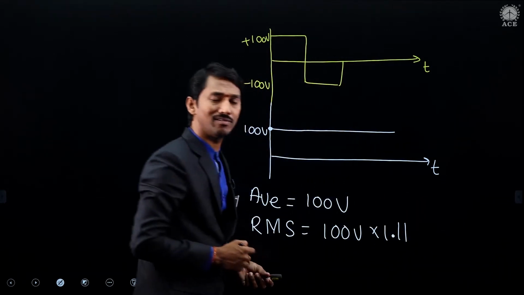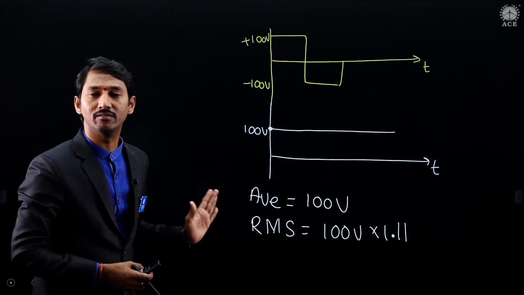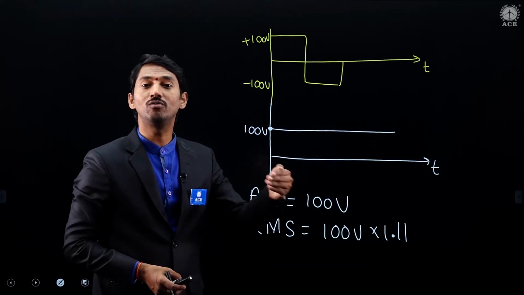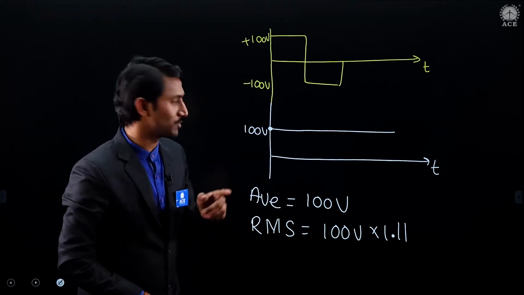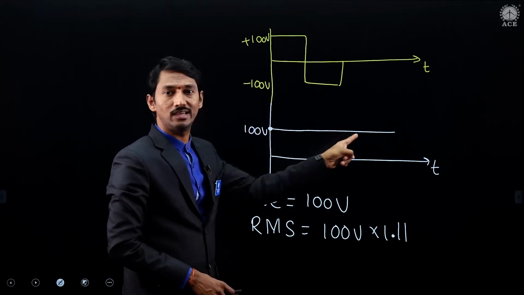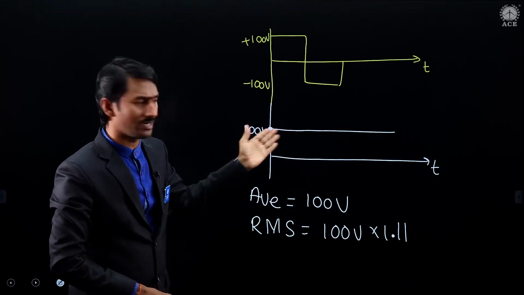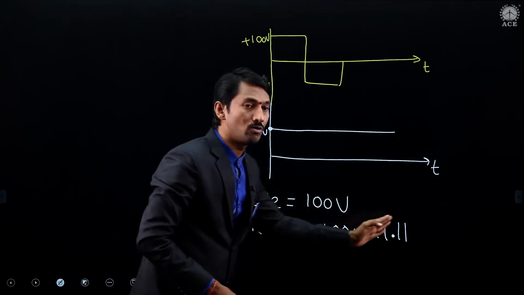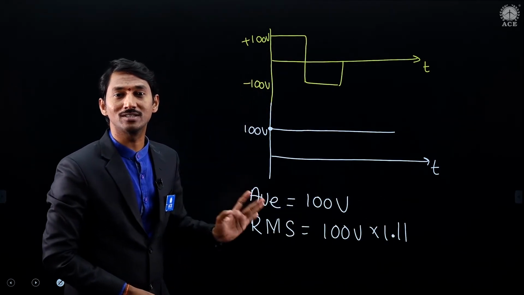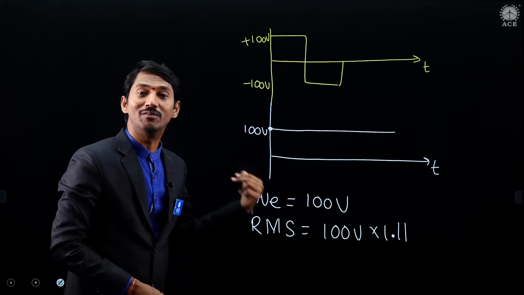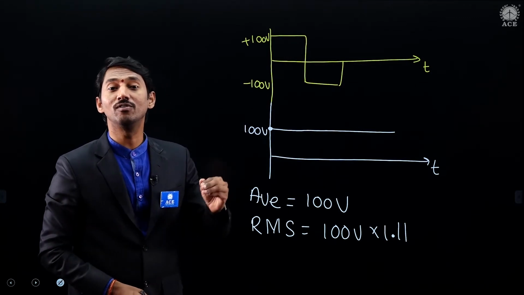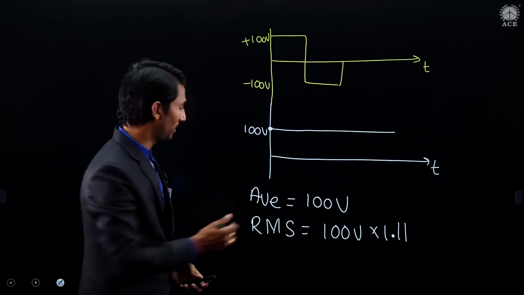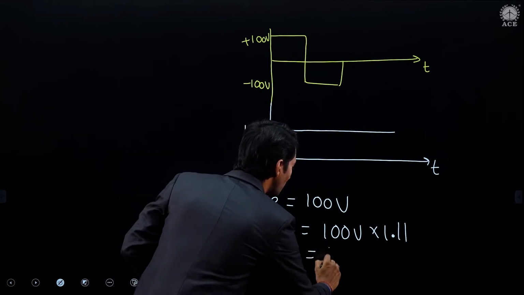Sir, why 1.11? Means if nothing is given, we need to treat that as full wave bridge rectifier only. So that's why I have taken both the cycles are being rectified, we can say. And here form factor also 1.11 I'm taking, because by treating the given rectifier circuit as full wave bridge rectifier circuit. So therefore, what can be the value now?